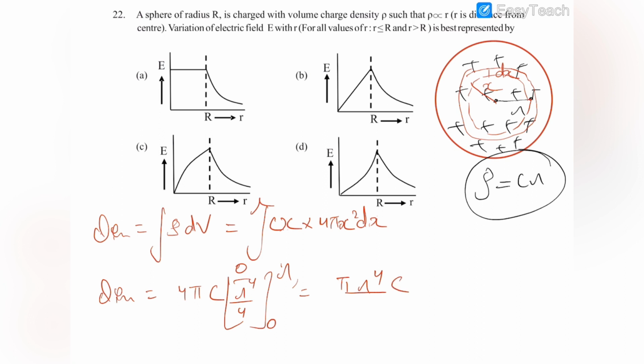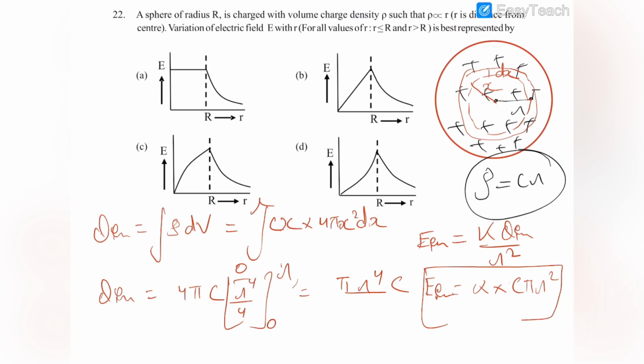This is q inside, and electric field inside this sphere at a distance of r will be k q inside upon r square. So E inside will be k, q inside is, in fact, c into pi into r to the power 4, so E is k c pi r square. So you can see that electric field is proportional to r square. So this relationship is a parabola, and this parabola is opening towards the upward direction, towards the positive y-axis.